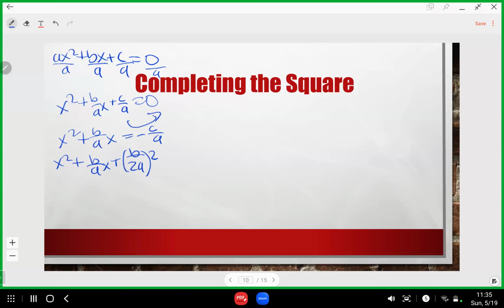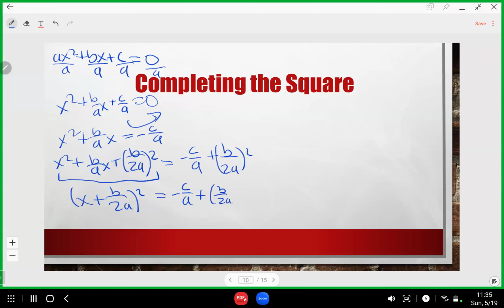So after you get b over 2a squared, and this is equal to -c over a. But since we added b over 2a squared on this side, we also have to add b over 2a squared on this side, right? Obviously, because we're keeping the equation the same. And once we get b over 2a squared, this is a valid square now. We can just say x plus b over 2a squared. This is what you're going to get. All right? And then you have -c over a plus b over 2a squared.